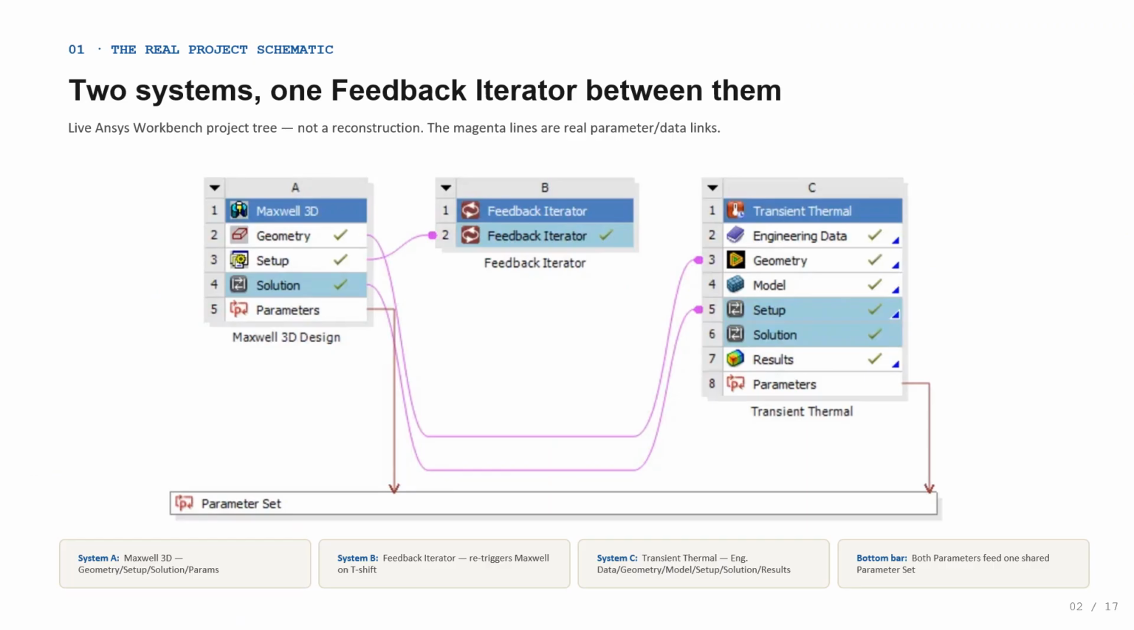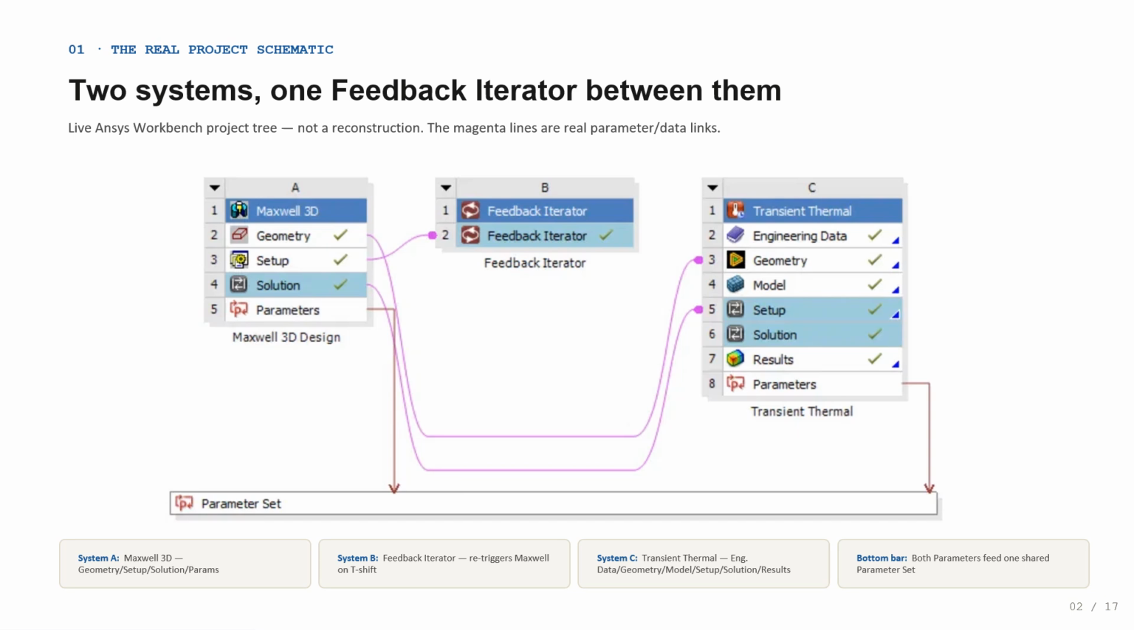What you are looking at is not a diagram I have drawn for illustration. It is a direct screenshot of the live Workbench project tree. I want you to get comfortable reading this because this schematic is the entire architecture of the simulation in one picture. On the left, System A, is the Maxwell 3D design, its geometry, its electromagnetic setup, its solution, and a set of parameters it exposes to the rest of the project. On the right, System C, is the Transient Thermal system. Engineering data, a shared geometry, the mesh, the thermal setup, the solution, and the results.